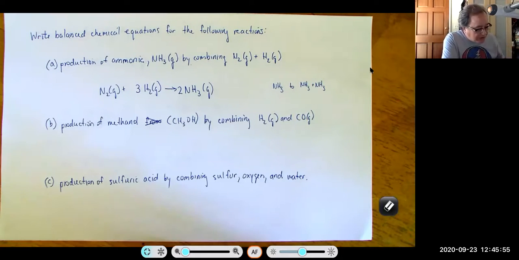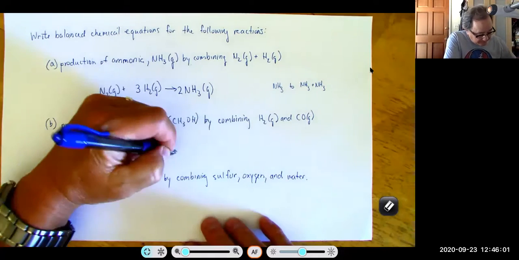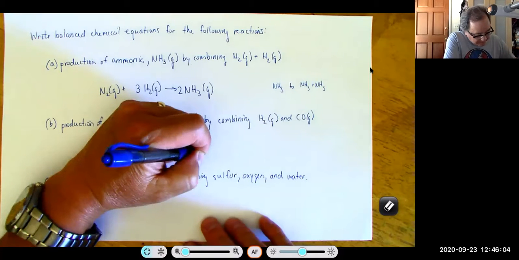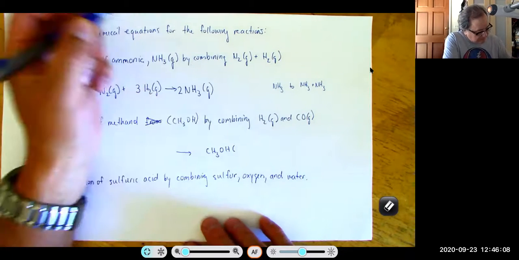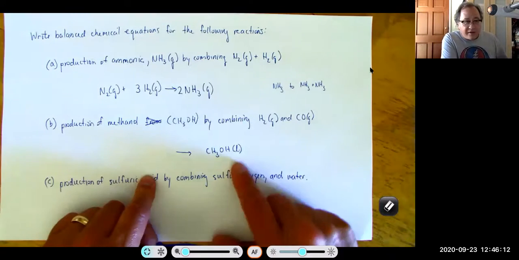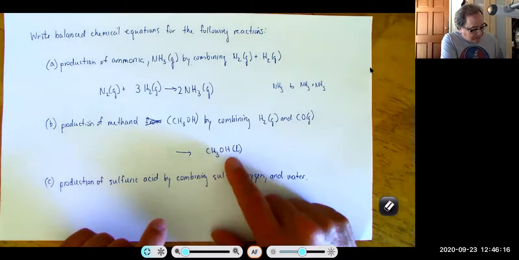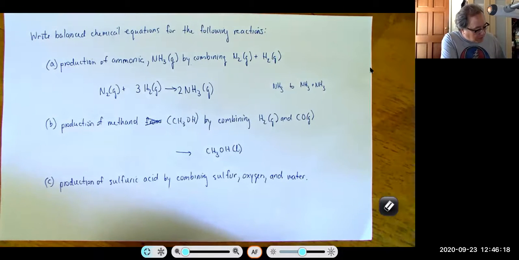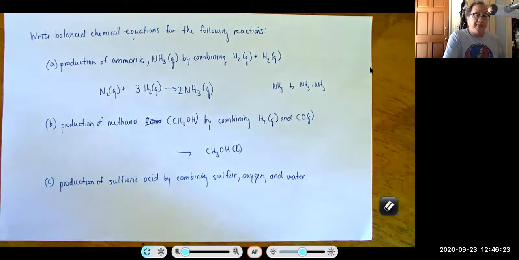So production of methanol, is this going to be a product or a reactant? Now, it happens to be a liquid. I don't think the problem tells you that, but it's a liquid. It's a product. And we know it's a product because it says production of, so it's produced.